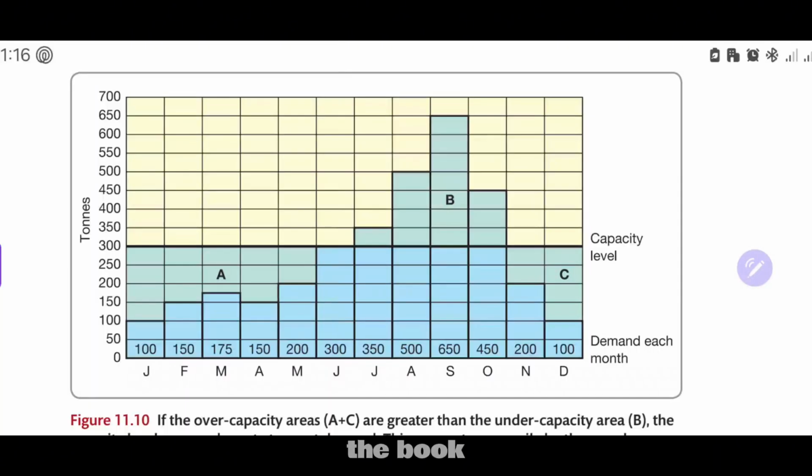As you can see in figure 11.10 in the book, we have a chart showing the expected demand for a chocolate factory. So they are making sweets. People tend to buy more chocolate around Christmas, so the factory needs to plan ahead. It aims to have the highest production in September, giving enough time for the products to reach the stores.